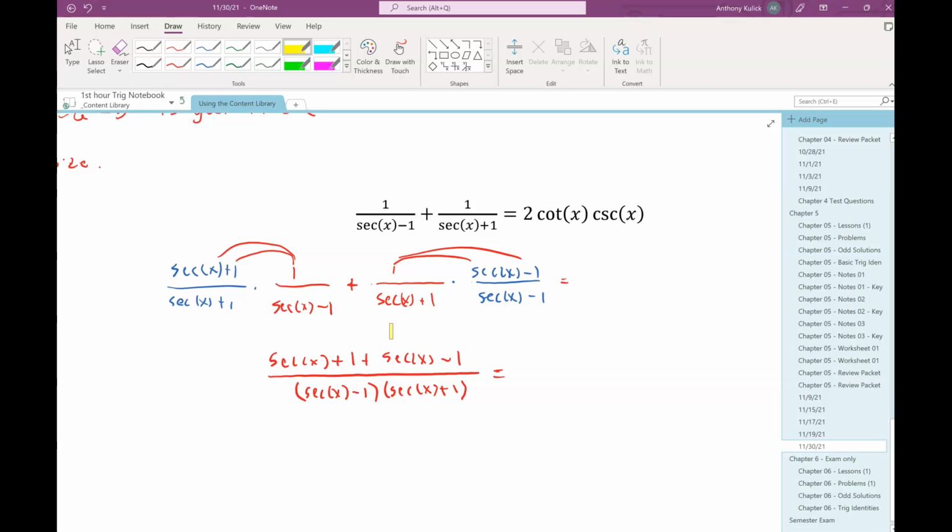If you look in the numerator, there's a bunch of like terms we can combine, right? So I have a +1 and a -1. Those can just cancel out to give me zeros. So they just kind of go away. And if I have secant x plus secant x, that's going to be 2 secant x, because we're adding, right? Just like x plus x is 2x.